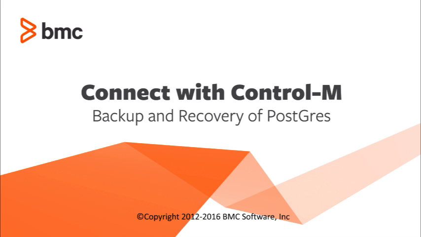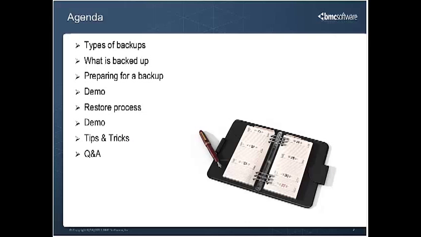Like I said, today's Connect with Control-M topic is Backup and Recovery. I want to start by talking a little bit about today's agenda. We're going to be covering backups. First, the types of backups. We'll be covering two specifically, hot and cold. What is backed up? I'll talk a little bit about what is actually backed up during the backup process and how they differ. What we need to do to prepare for a backup, a little of the housekeeping necessary to make that happen. Then I'll demo the two backup methods that I'll be covering today.